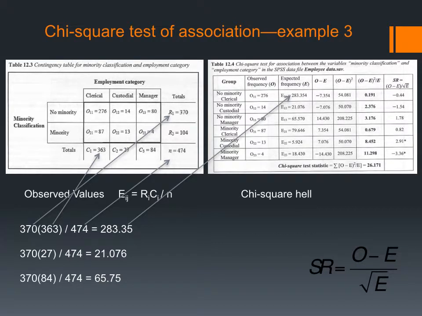Take, for example, the expected frequency from the first row, no minority clerical. We have an expected value of 283.35. Well, how do we get that? Well, we took the value 370 from row 1, multiplied it by its corresponding value of column 1, so row 1 times column 1, divided by the total sample size of 474, and we got the value of 283.35.